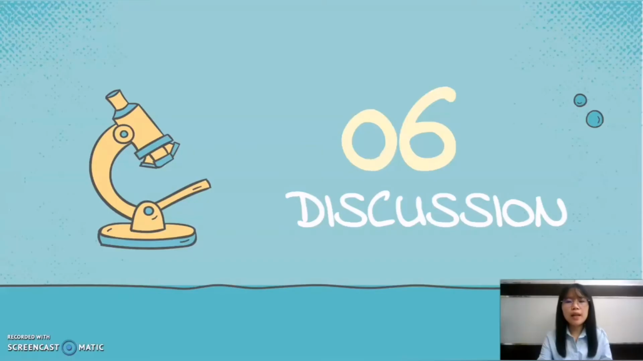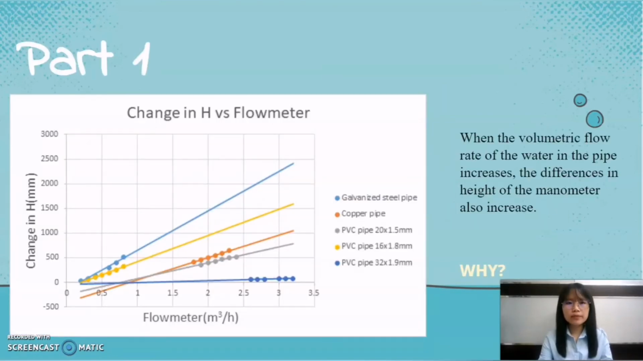I am Sinian, and I'm going to talk about the discussion. From the graph, we can see that when the volumetric flow rate of the water in the pipe increases, the difference in height of the manometer also increases. This is because when the fluid flows through a pipe with small cross-sectional area, the velocity of the fluid will increase and the pressure will decrease, which is stated in Bernoulli's principle.